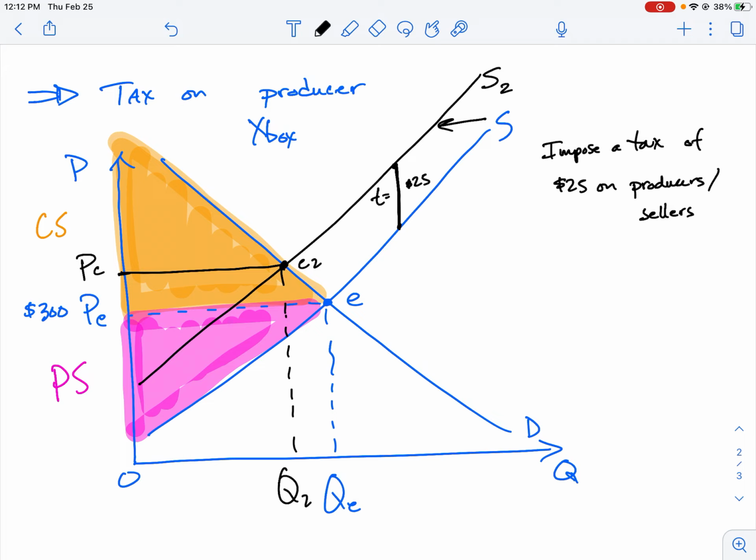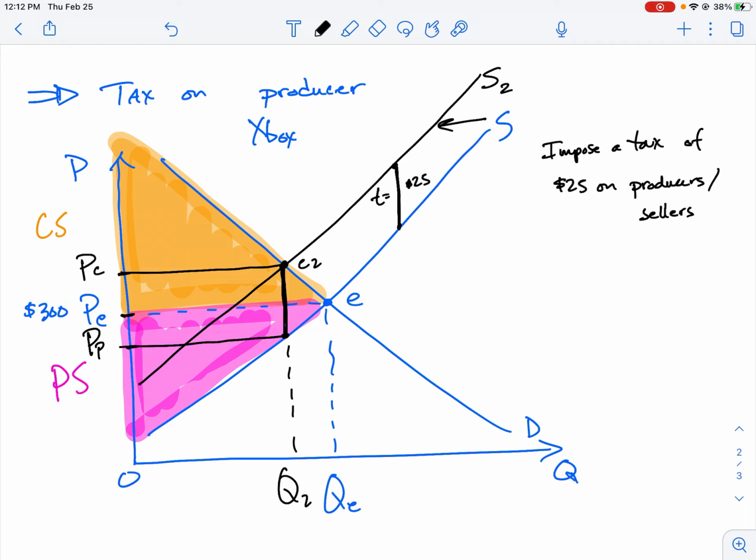But then this vertical distance right here represents $25, right? This is the size of the tax. So that much they have to pay out in tax. And so what's left for the producer to keep to cover the raw materials, the labor, the overhead, all of those other costs is down here. So we'll label this P sub P, right? The price the producer gets to keep. So compared to the initial equilibrium of PE, the consumer pays more and the producer gets less.